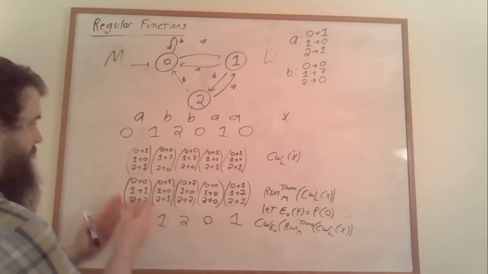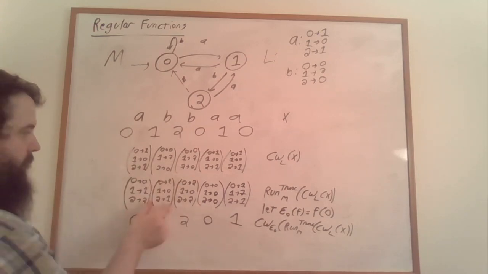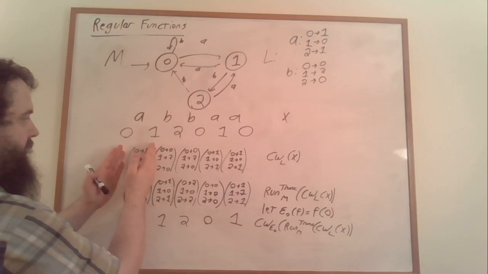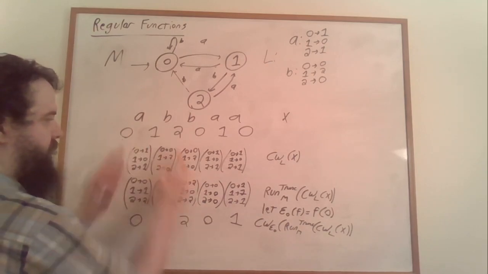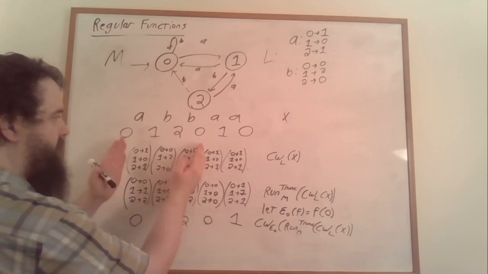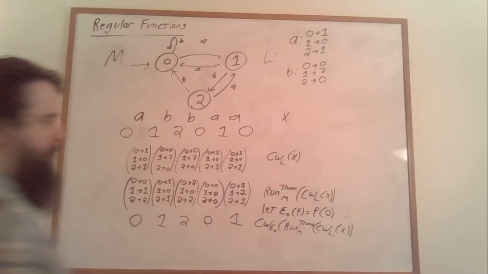Right? This was the composition of nothing, so the identity function. This output here was the composition of just this function here. This function here was the composition of these two functions. This function here was the composition of these three functions. And this function here was the composition of these four functions.